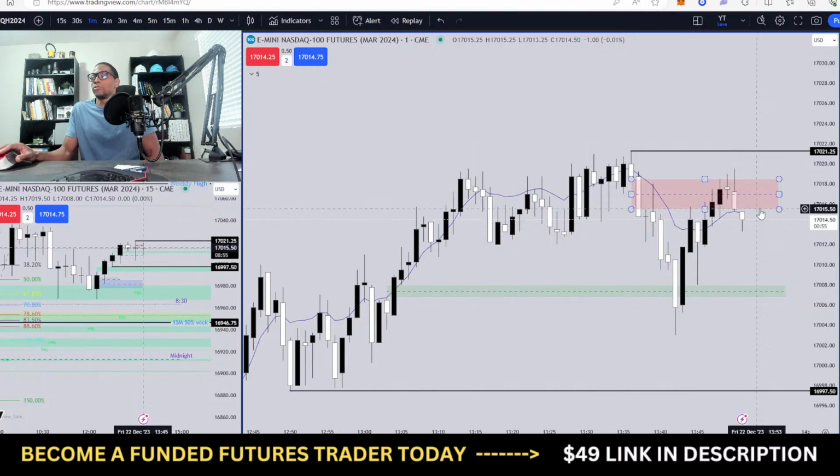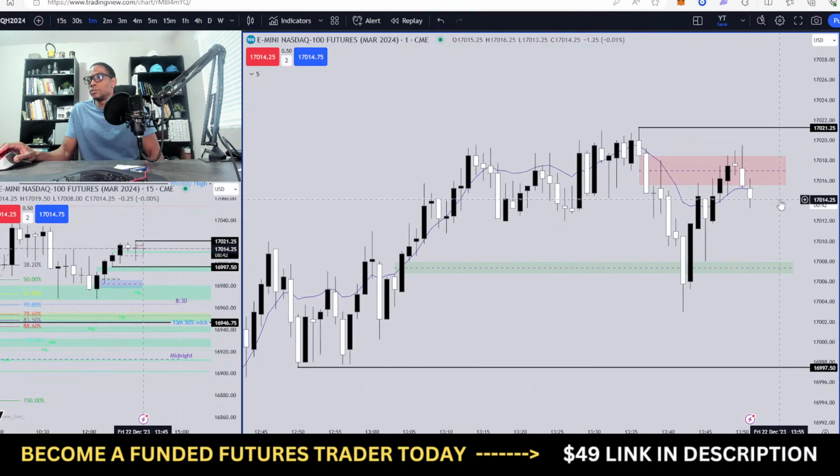Okay. So far, we've seen a rejection out of the fair value gap. We saw it trade above 2 to 3 different candles. Each time before the candle closed, it rejected back into the zone. And now we're trading below.